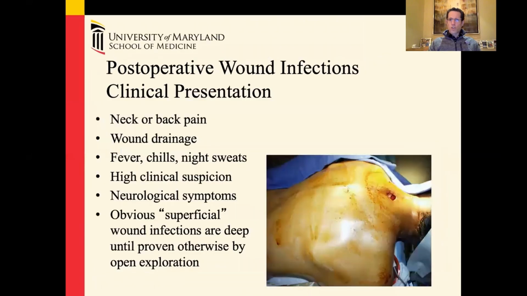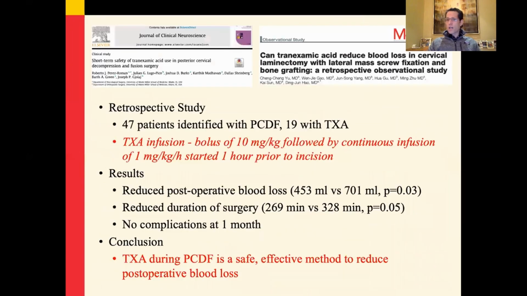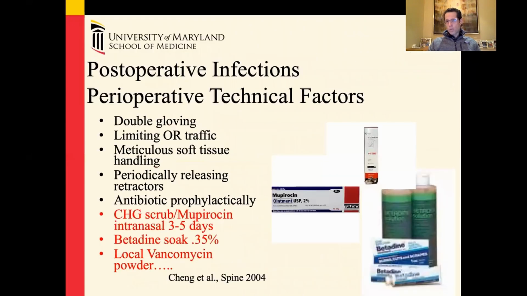Postoperative wound infections are more common posteriorly. Sometimes you need to have a high index of suspicion. There are uncontrollable and controllable factors, including somebody that's malnourished or smoking. I usually like to get their A1C under control, less than 7. And to reduce the risk of bleeding, I typically will use TXA, which has been shown to reduce this risk.